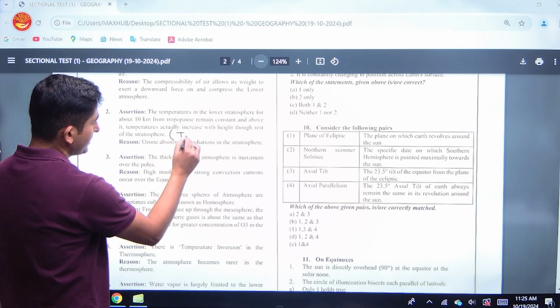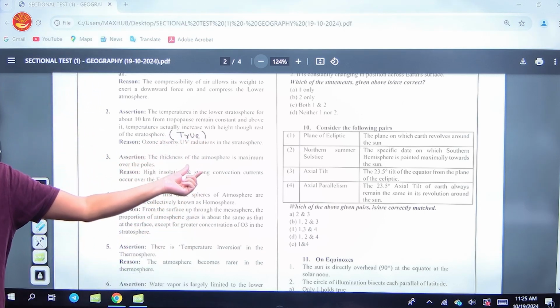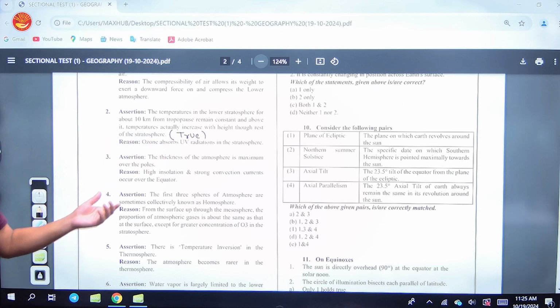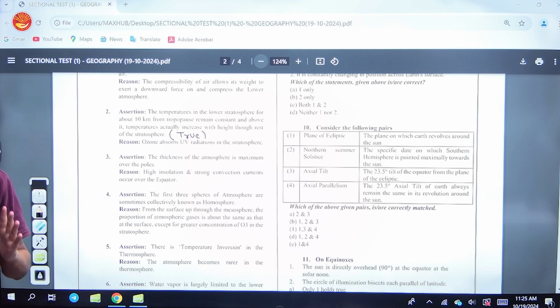And this is true. There is no doubt about it. Ozone absorbs UV radiations in the stratosphere. Yes, ozone absorbs UV radiations. गलत हो गया है. गलत हो गया पायल. Option A is the right answer. Okay, Rakesh. Ozone absorb करती है. ठीक है.